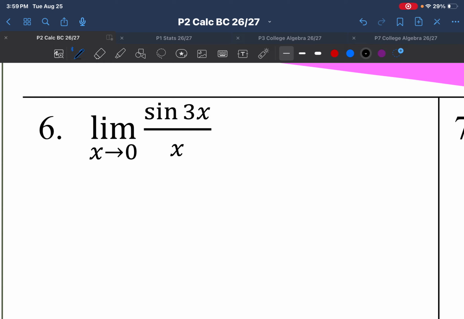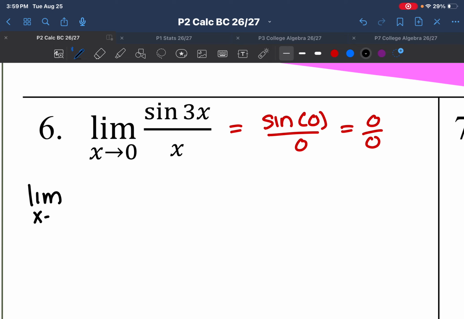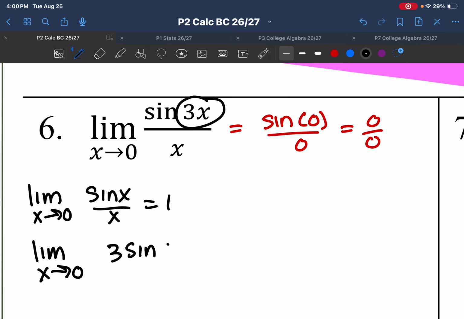Number 6 says the limit as x approaches 0 of sine 3x over x. We already know that if we plug in 0, we get sine of 0 over 0, which is 0 over 0, so we have to keep going. Instead, we need to make this look like one of the properties above. The property was the limit as x approaches 0 of sine x over x equals 1. But we don't just have sine x here, we have sine of 3x, which means I need to multiply the top and the bottom by 3. So I have the limit as x approaches 0 of 3 sine 3x over 3x.